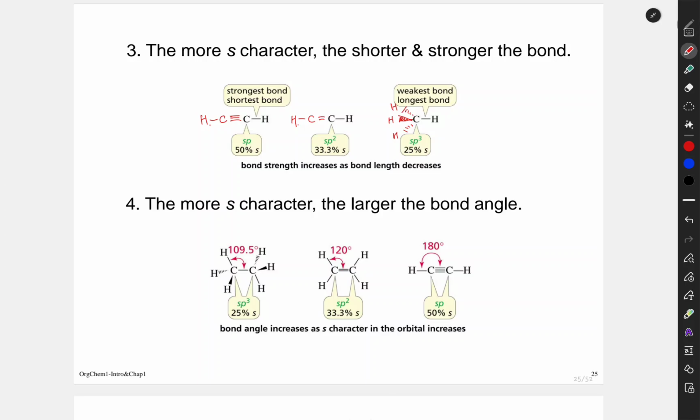And there's a trend: the more the s character, the larger the bond angle. This can be explained by the hybridization theory, right? With the sp3 hybridization, you know that each central element has tetrahedral structure, and the bond angle thus becomes 109-ish degrees. And as the degree of hybridization increases from sp3 to sp2 and sp, the bond angle changes from 109-ish to 120-ish and 180. The bond angle increases.